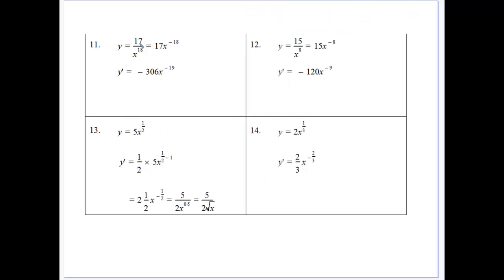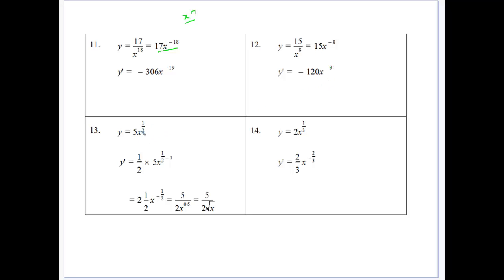Again, here's where we've got to take 17 on x to the power of 18 and put it in that form. We need the x to the power of n form to differentiate. Now the power comes down. Minus 18 times 17 gives us minus 306. Subtract 1 from the power. 15 on x to the power of 8 gives us 15 x to the power of minus 8. Now we can say minus 8 times 15 gives us minus 120. Subtract 1 from the power gives us minus 9.